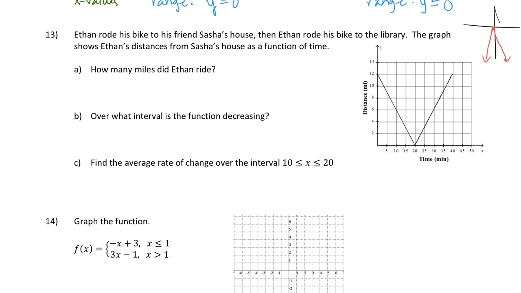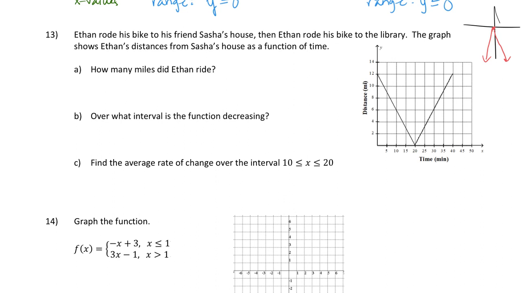Sasha's house. Okay. Then as time continues, after 25 minutes, 30 minutes, what's happening is he's riding his bike away from Sasha's house toward the library. So now, because he's riding away from her house, after 30 minutes, he's 6 miles away from her house. After 40 minutes, he's 12 miles away from her house. And now he's at the library.